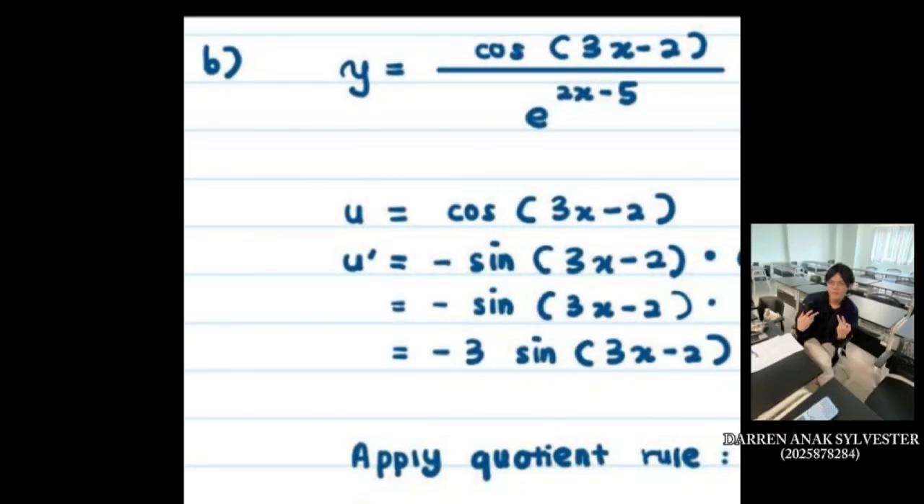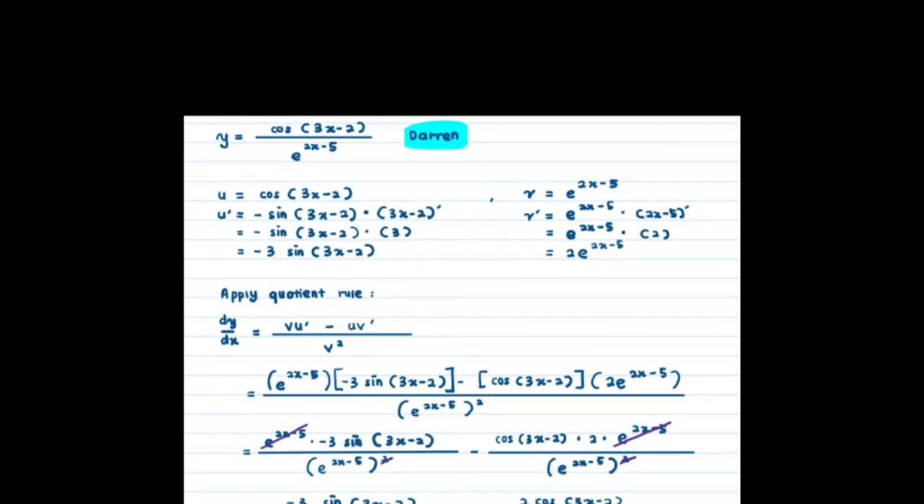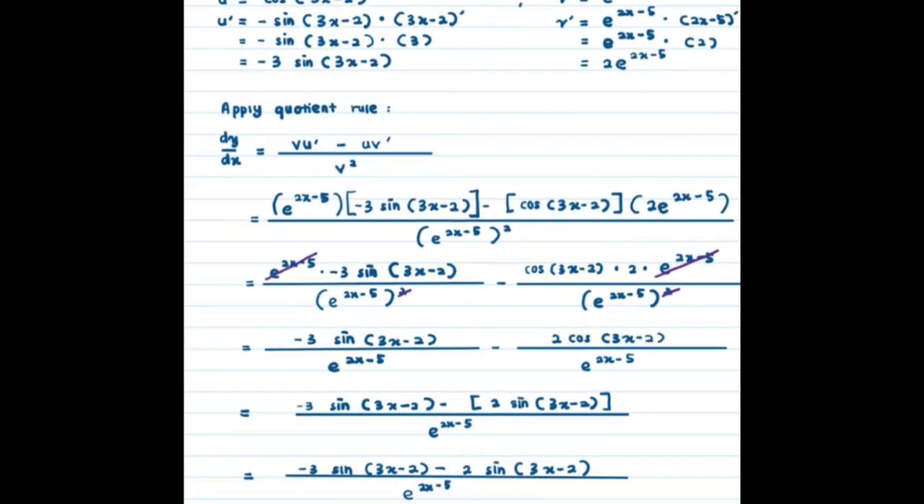So I will explain how to solve question 1b. So here we have the equation. First, we start by splitting the fraction into two functions, which are u and v. First, we need to derive u until it becomes u prime. Like here, we get negative 3 sine in the bracket 3x minus 2. For v prime, we get 2e to the power of 2x minus 5. After that, we can apply the quotient rule, which is dy over dx equals vu prime minus uv prime over v squared. And then, we just substitute the numbers from above.